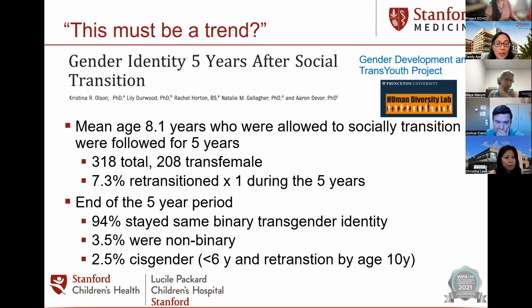At the end of the 5-year period, 94% actually stayed the same as the binary transgender. So if they were identifying as female and then said, I want to identify as male and I am male, 94% continued to do that at 5 years out. 3.5% were non-binary, and non-binary, we know, may possibly be a temporary term, or it may actually be just the identity. And then 2.5% were cisgender, and those who were going to retransition back were typically less than 6 years of age when they initially socially transitioned, and if they were going to retransition, it occurred by age 10.